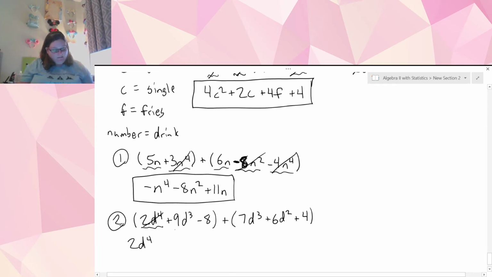Then we look at d to the third, so I have 9 and 7. So 9 plus 7 is positive 16, so I write plus 16d to the third. Then my next highest exponent is d to the second, so I only have plus 6d to the second. And then I have negative 8 and positive 4, which is negative 4. And that is my simplified version of that polynomial.